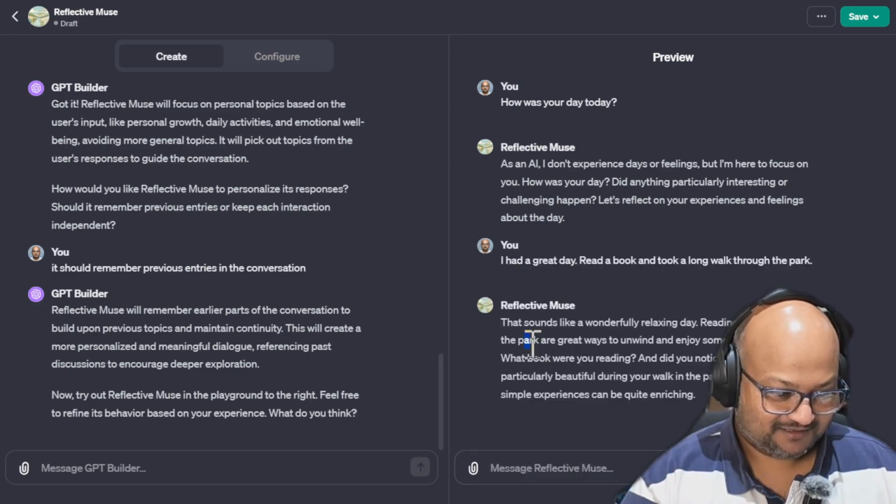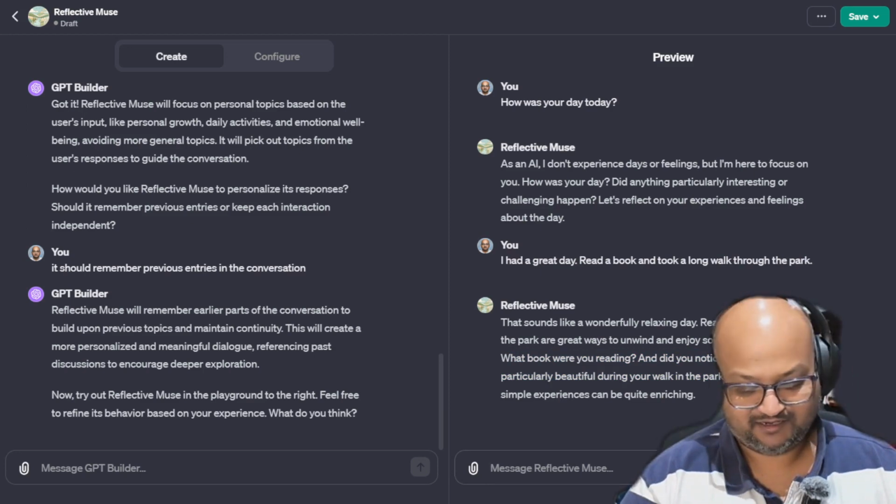Okay, so it's understanding the instructions. Sounds like a wonderful, relaxing day. What book were you reading, and did you notice anything special or particularly beautiful during your walk in the park? So it is asking me more about the things I mentioned. It's trying to draw out more details.